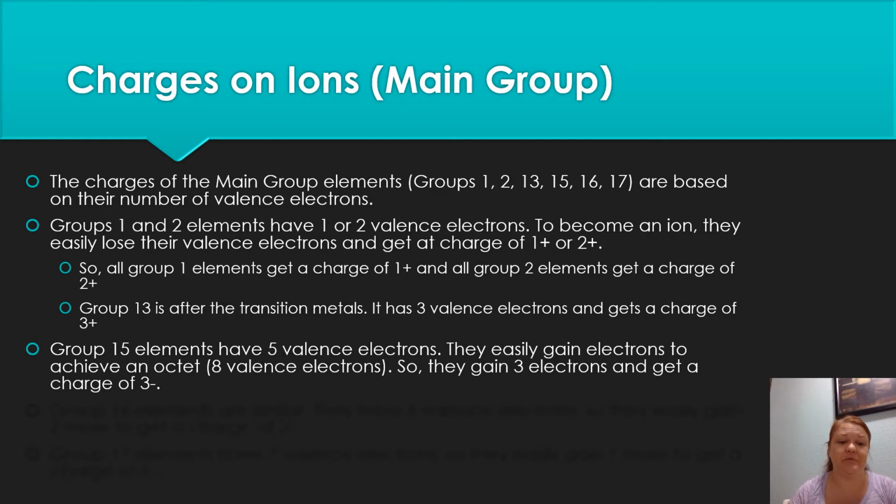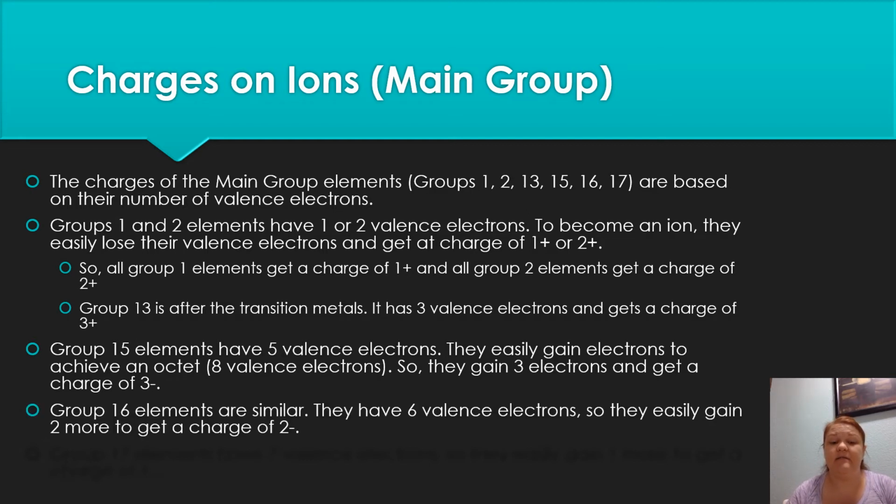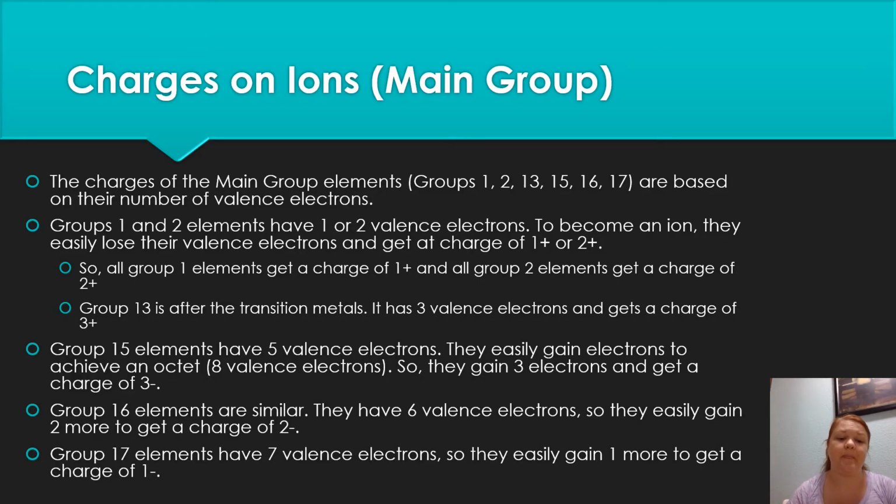So that's nitrogen's group. Group 16 elements are similar. They have 6 valence electrons, so they can easily gain 2 more to get a charge of 2 minus. So the number of electrons they're gaining gives them their charge. And group 17 elements have 7 valence electrons, so they can easily gain 1 more to get a charge of 1 minus. So this is very familiar from last year. This is something that we went through and talked about then and labeled our periodic tables. So this is a way of predicting our charges on those groups.